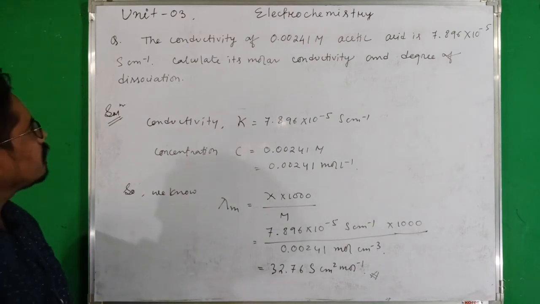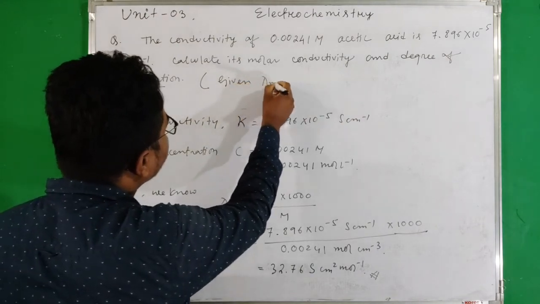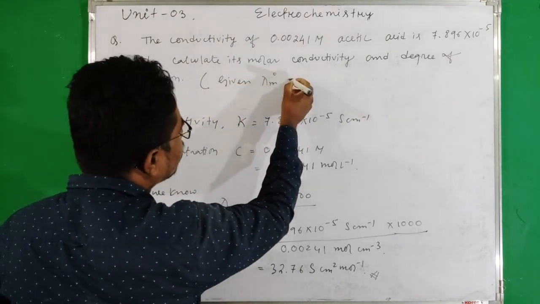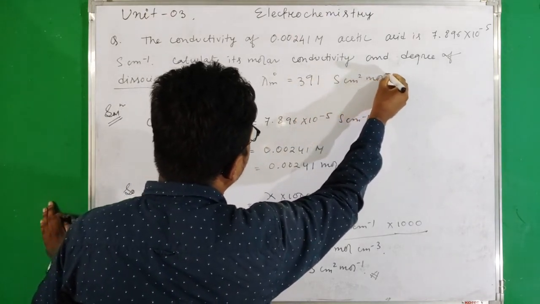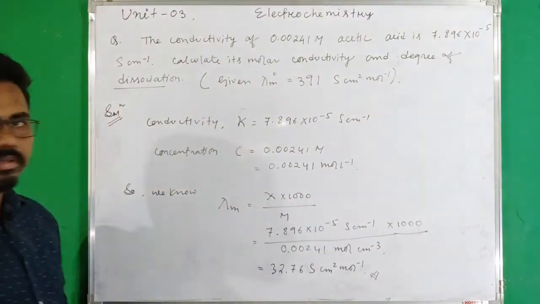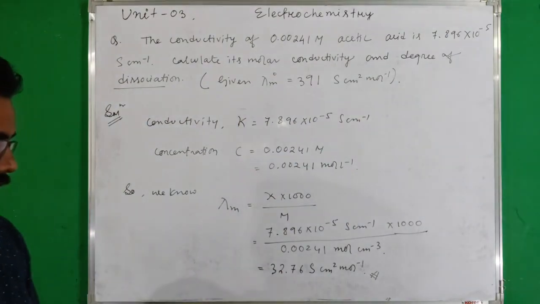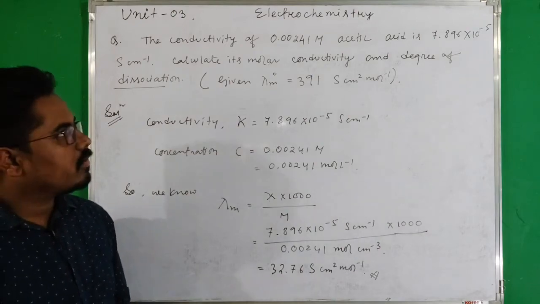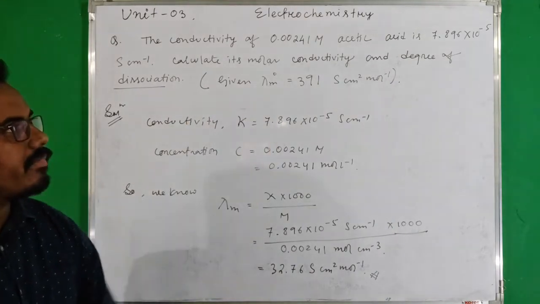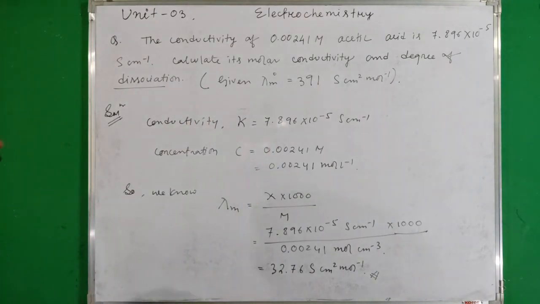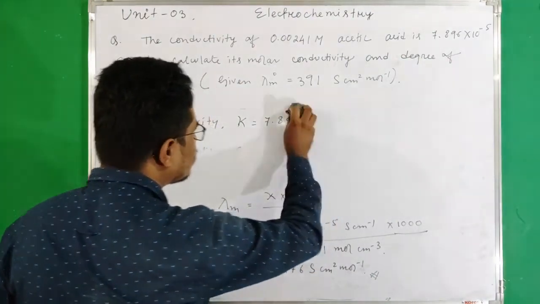Okay, now we have to determine the degree of dissociation, and to determine the degree of dissociation we need the limiting molar conductivity, and the limiting molar conductivity of acetic acid is 391 Siemens centimeter square per mole. Okay, so we have already determined the limiting molar conductivity of acetic acid in an earlier problem. In the question, the limiting molar conductivity of acetic acid is given as 391 Siemens centimeter square per mole. So now we will determine the degree of dissociation.